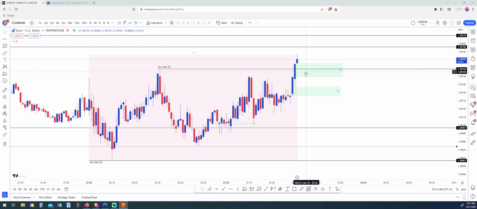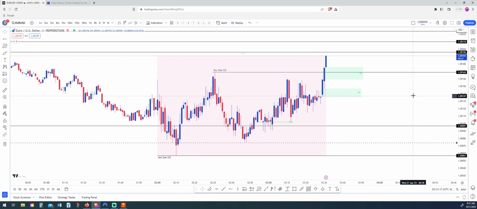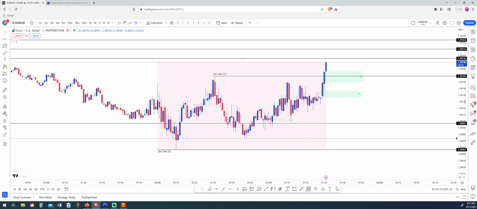One thing to note here is there's nothing to get too excited about because we can see price is actually displacing above this high. So this looks very bullish at the moment, doesn't look like the reversal is coming. That fair value gap straight over the high is a good indication that price is still wanting to go higher.